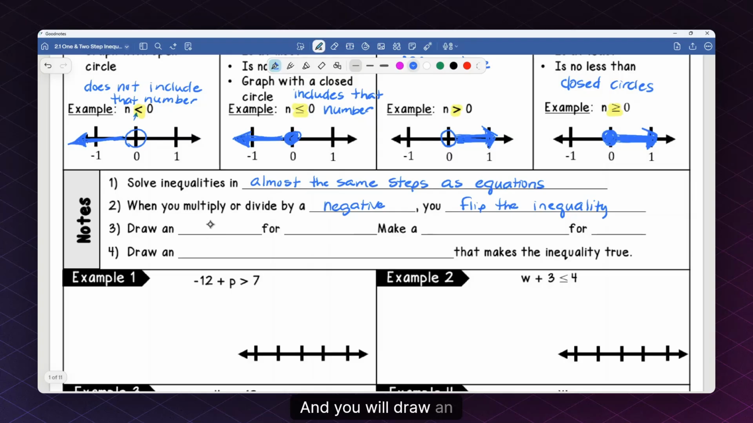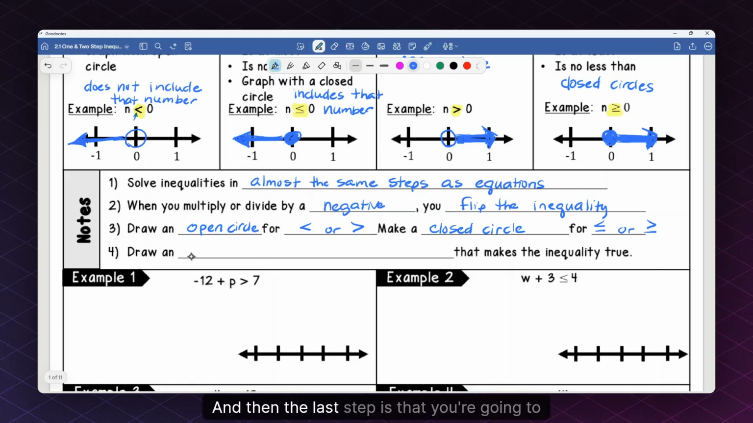And you will draw an open circle for less than or greater than. And you will make a closed circle for the ones that have the equal sign in it. So less than and equal to, or greater than and equal to.